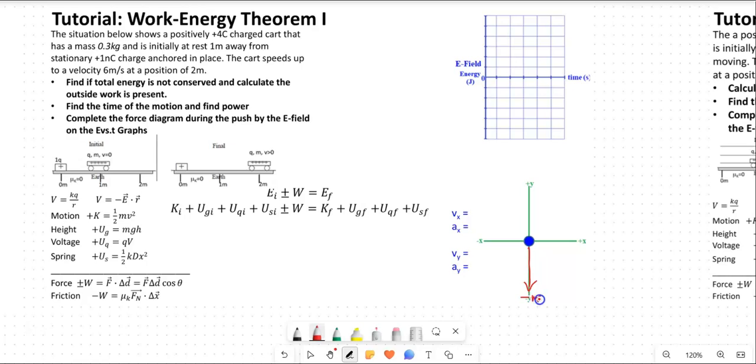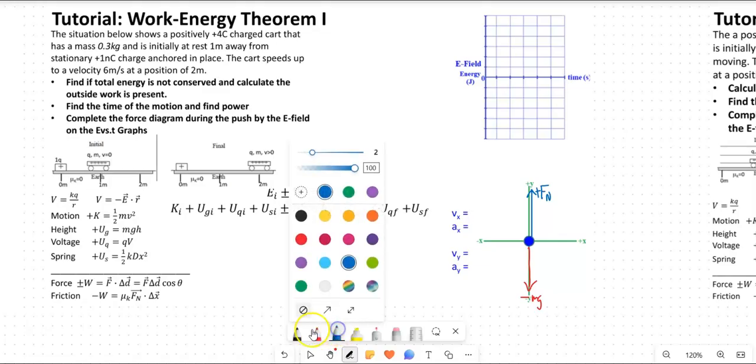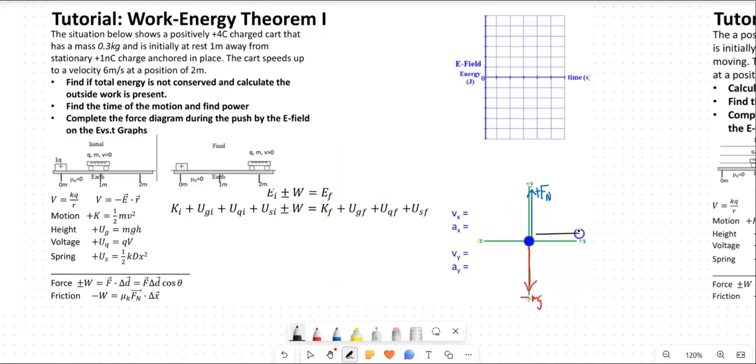So we know it's got mass times gravity down. We have our normal force pointed up. And it looks, since they're repelling each other, that the electric force caused by that positive 1 nanocoulomb charge is working to the right. So this object, it says it's positive 4 coulombs. It weighs 0.33 kilograms, and it's initially at rest here. And then later on, it's moving to the right.